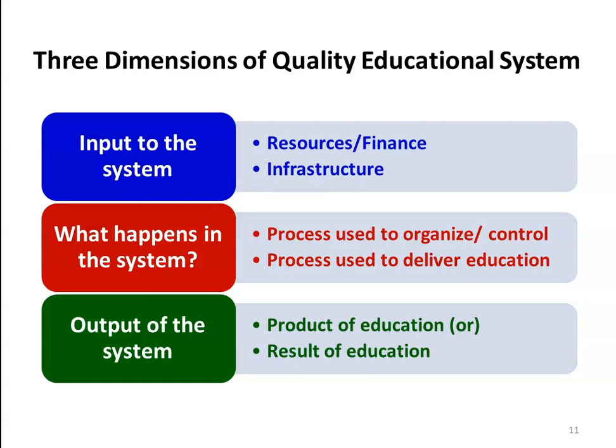And based on the first two, we have output: the product of education, the quality of education, the quality of the graduates, the quality of the engineer coming out of the institution, and the result of education. So these are all the three important dimensions of a quality educational system.